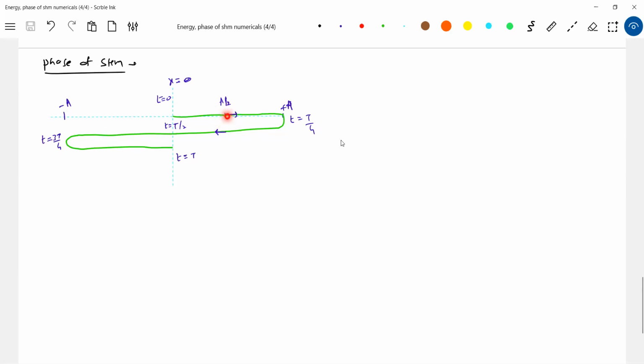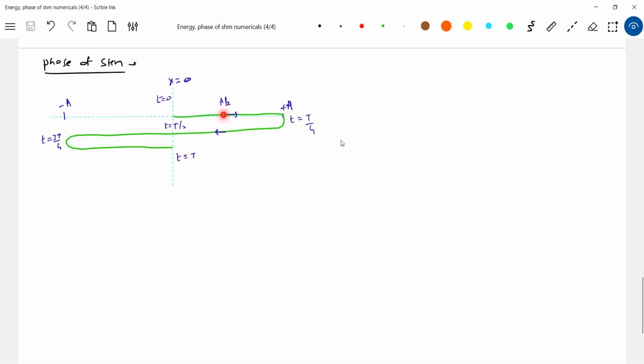I can't just say at a by 2 moving away, at a by 2 moving towards the mean position, at a by 2 moving away. Can you add moving away and moving towards? In no language or mathematics can you add or subtract these. So I need some quantity which will define the instantaneous position, instead of saying the particle at time t1 is at a distance a by 2 and moving away, and after some time at a by 2 and moving towards.